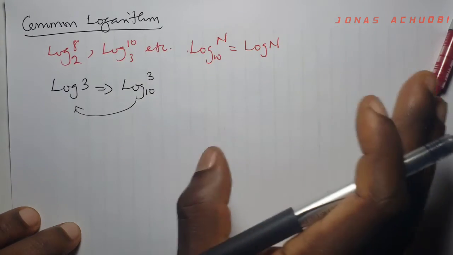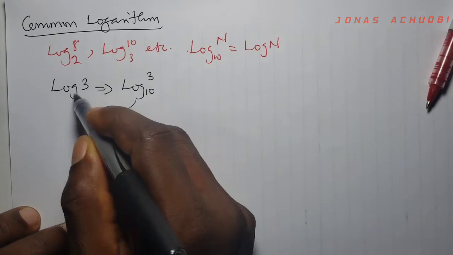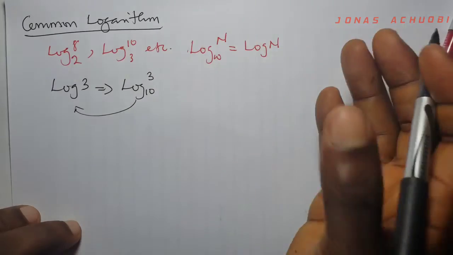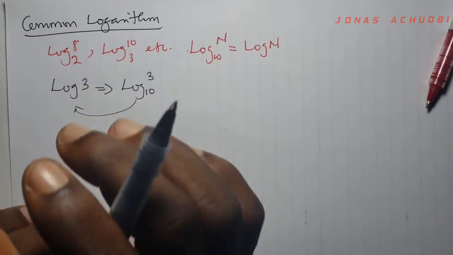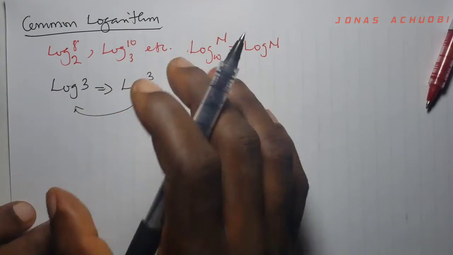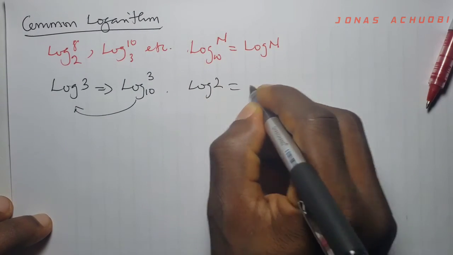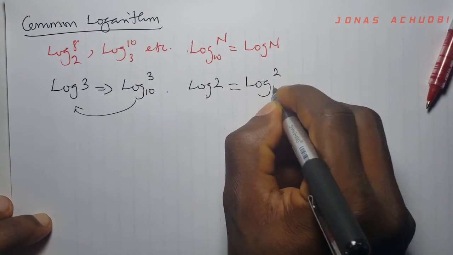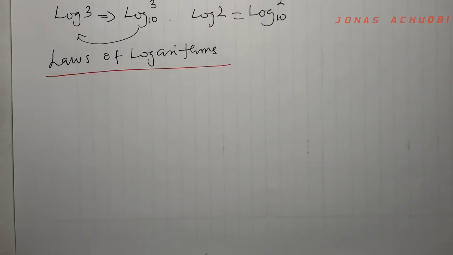However, there is no crime whatsoever if you choose to write log 3 base 10 instead of log 3 only. But have the understanding that whenever you see a log without a base, that automatically means the base you're working with is 10. So log 2 will mean log 2 in base 10. And we call this the common logarithm.